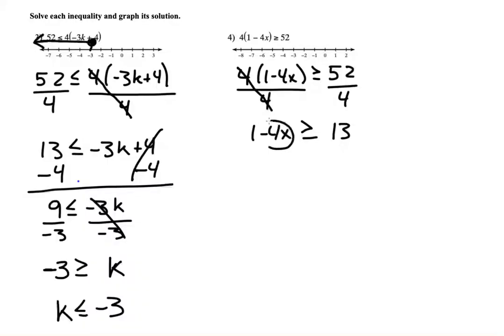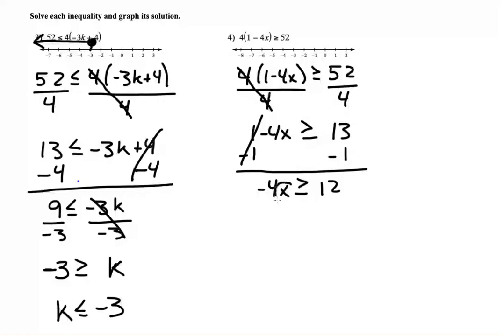Now I want to isolate my negative 4x. And so to do that, I'm going to subtract 1. So these cancel. But if I do that on the left, I have to do the same thing on the right for balance. Do the same thing to both sides. So those 1's cancel. On the left, I have negative 4x is greater than or equal to 13 minus 1 is 12. Notice I didn't change my sign. You're allowed to subtract. You can add or subtract negative numbers. It's only multiplying or dividing negative numbers that makes you flip the sign.